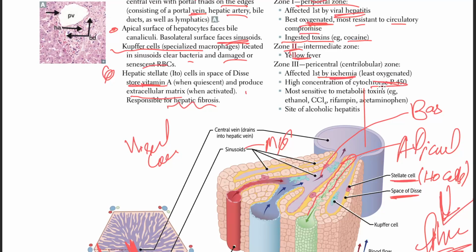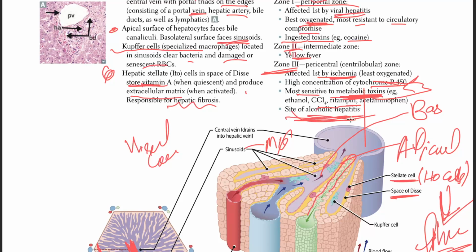important cytochrome P450 enzymes system that is based here. It is most sensitive to metabolic toxins like ethanol, CCl4, rifampin, and acetaminophen. So metabolic toxins, which are metabolized by P450, are going to mess up your zone 3 because zone 3 contains the P450 enzymes. All the metabolites that get metabolized and become an active ingredient, which is going to cause toxicity, that is in zone 3. That's why zone 3 is messed up by metabolic toxins like ethanol and all of them.